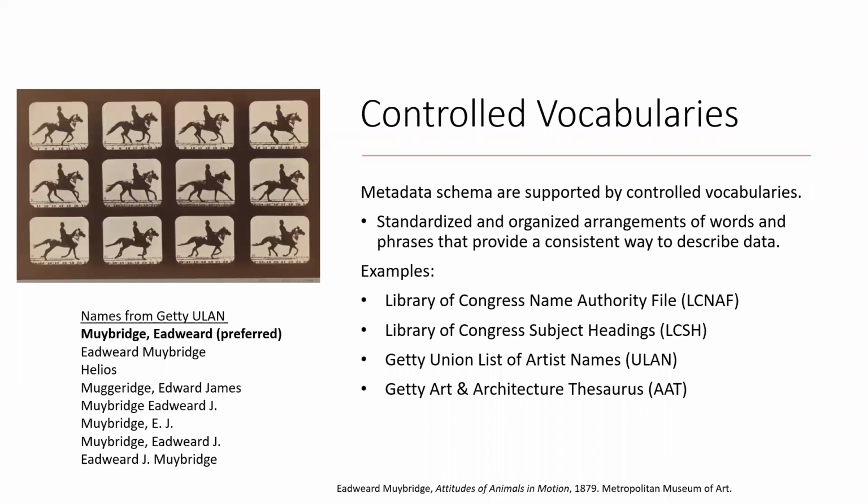So just for one example, I have an image here by the photographer Eadweard Muybridge, who changed his name a lot and went by different aliases over the course of his lifetime. So if I was creating descriptive metadata for this photograph, I might consult the Getty Union List of Artist Names to get the preferred version of his name. And here, the one in bold is the preferred version, and you can see that's what the Metropolitan Museum of Art uses in their captions.